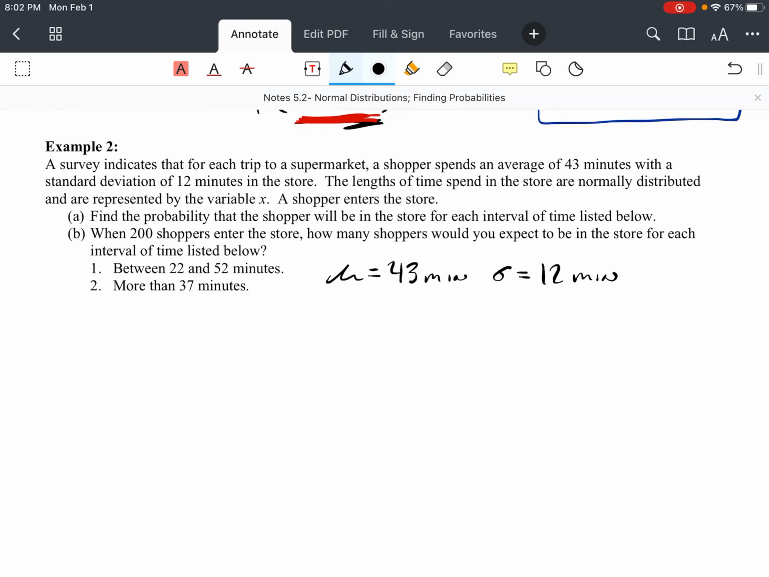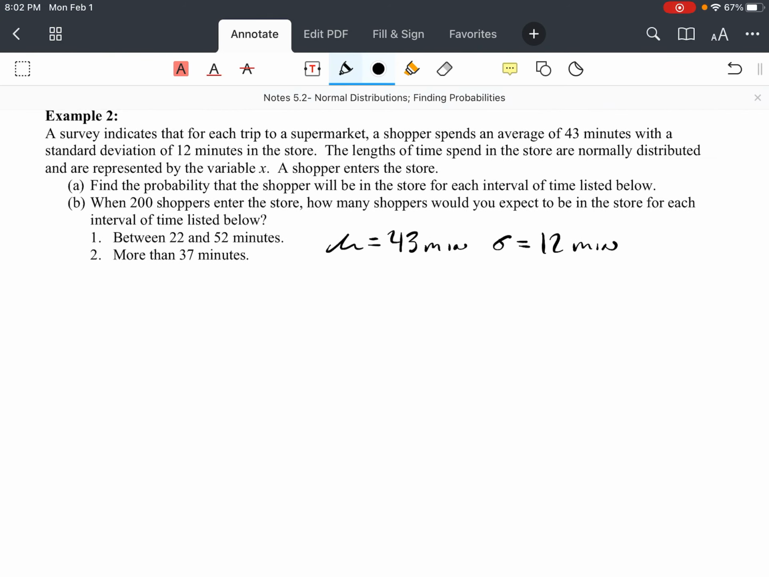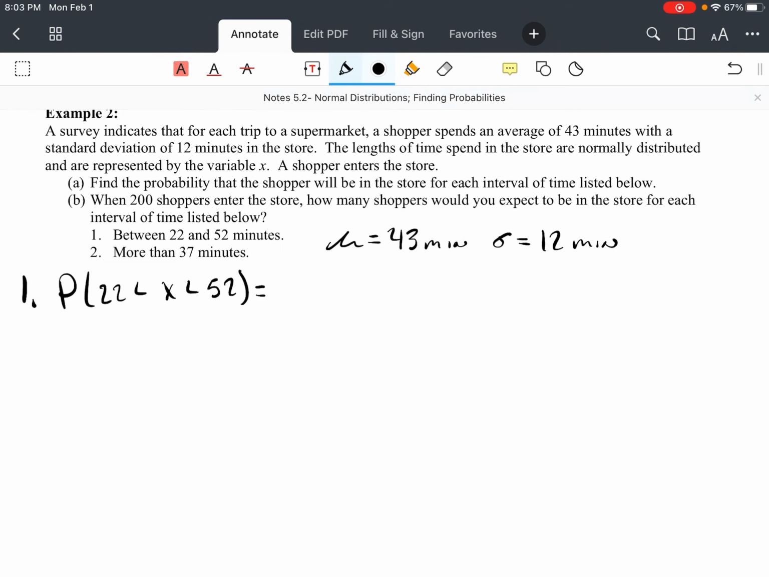Okay, so part A, we're going to find the probability that the shopper will be in the store between each interval listed below. So let's go ahead and do that part. Okay, so number one, we want to find the probability that the shopper is going to spend between 22 and 52 minutes.